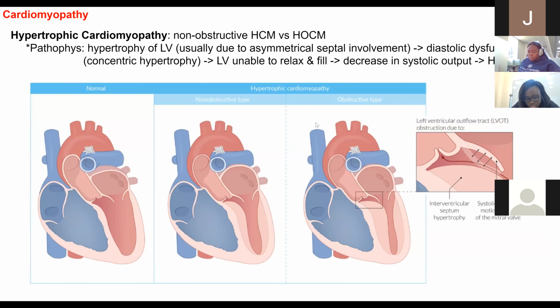In HOCM, you have a genetic defect of your, gosh, what is it? The myosin, sorry, it's the myosin chain. Yeah, the myosin heavy chain, perfect.